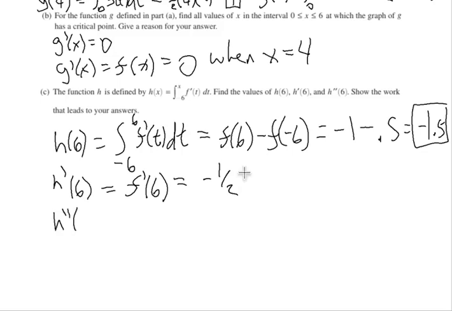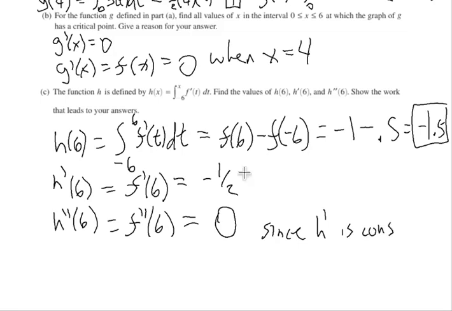And h double prime of 6 equals f double prime of 6. Now, since the graph of f is linear at x equals 6, its derivative, the slope, is constant, and therefore the second derivative is 0 because the slope is constant. So h double prime of 6 equals 0 since h prime is constant on 0 to 7. Not sure if you need to add that last little part there, but I like to include that just in case.